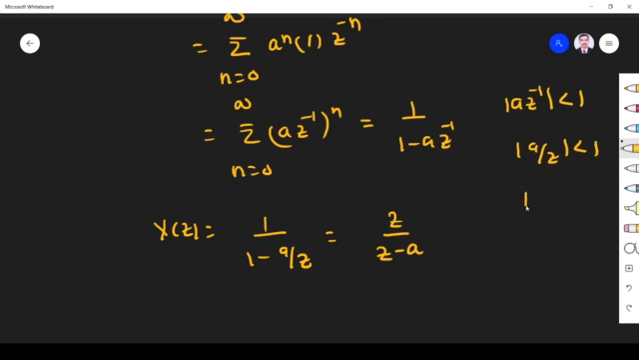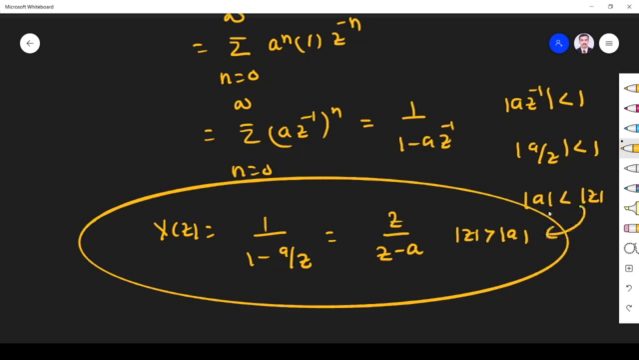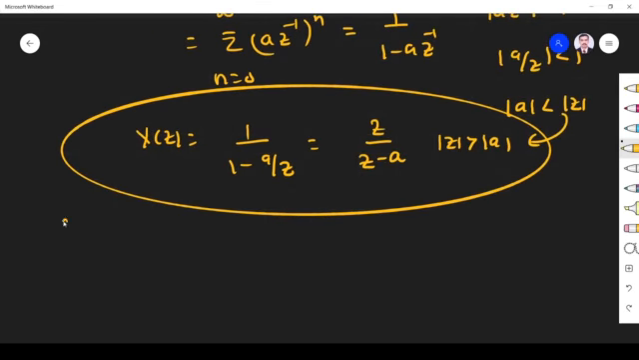Z inverse is 1 by z. This implies mod a is less than mod z, that is mod z is greater than mod a. Fine. So mod z is greater than mod a. This is what you call the z transform of a^n u of n.